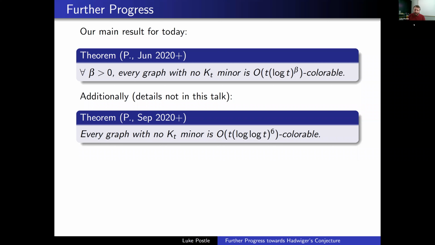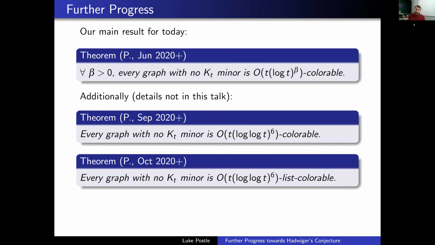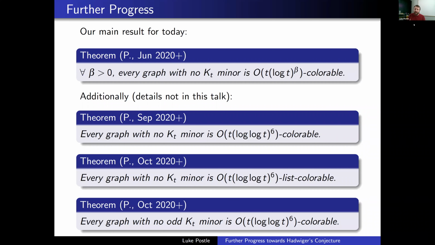And then, I gave this talk a bit ago, and I said, okay, that's kind of the state. Then I went back and thought about it more and realized that with 6 or 7 additional ideas, some new ones, I could extend this to list coloring as well. So every graph with no K_t minor is O(t (log t)^6) list colorable. And at the same time, using some of the ideas from list coloring and some more additional ideas, I was able to extend the odd version as well. So that's O(t (log t)^6) colorable for the odd one.